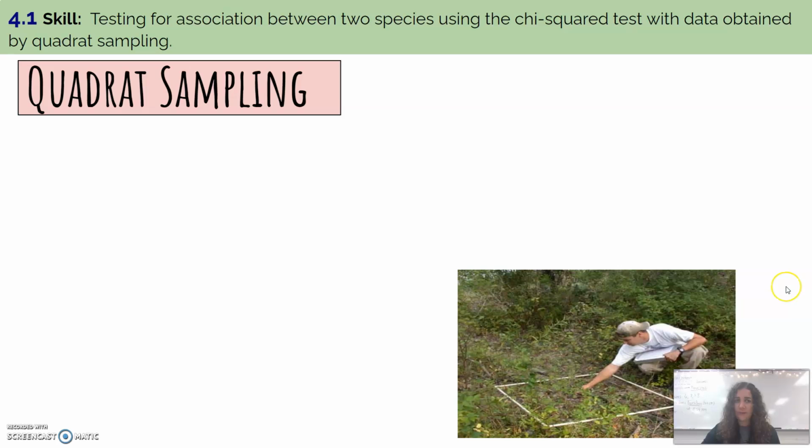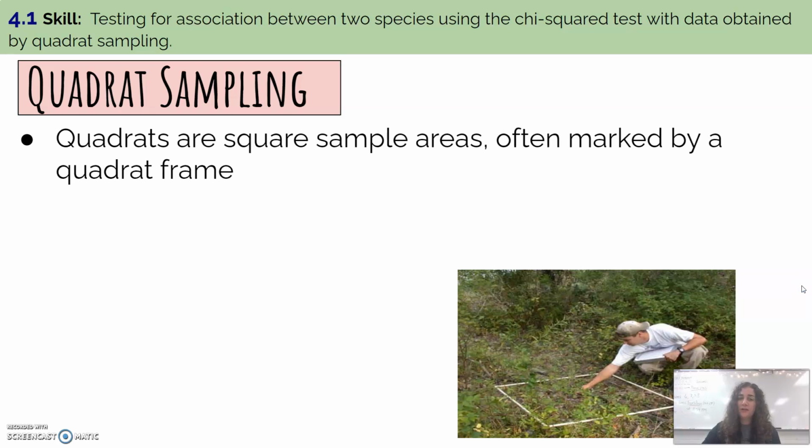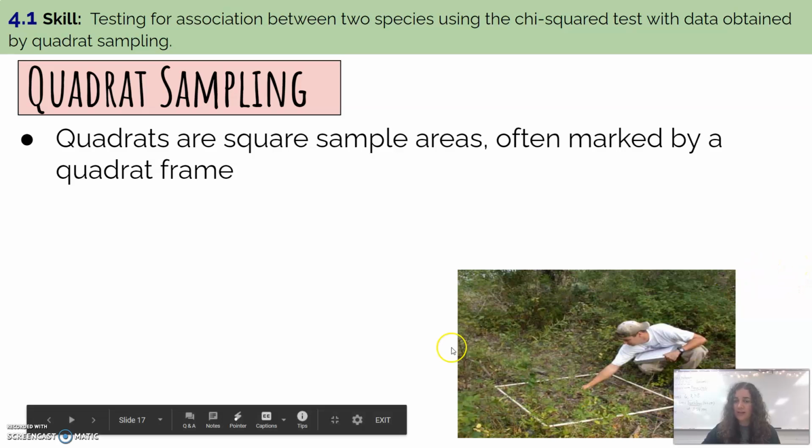For quadrat sampling, you need to be able to test for the association between two species using the chi-squared test with data obtained by quadrat sampling. So quadrats are square sample areas. They're often marked by a quadrat frame, which is what you can see in the picture on this slide.